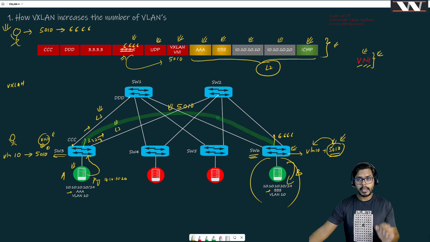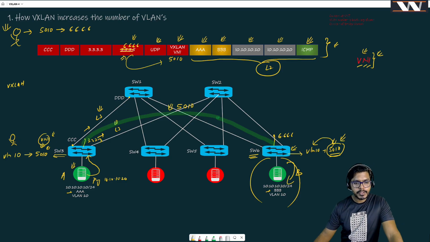Believe me, the aim is still to understand why and how VXLAN increases the number of VLANs. Believe me, I'm coming to that point only. Now, just try to understand. We have switch 4 and switch 5 here, right? And now switch 4 has host C, the MAC address is CCC, and this one is DDD, right? These are again in VLAN number 10. Very, very interesting. VLAN 10 and VLAN 10.